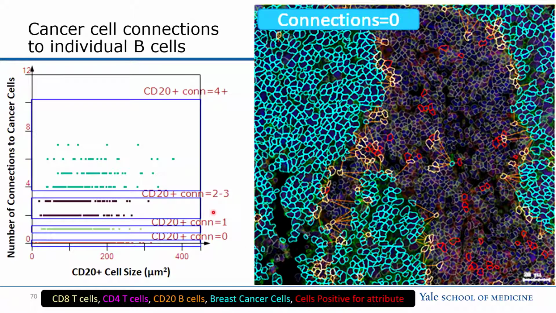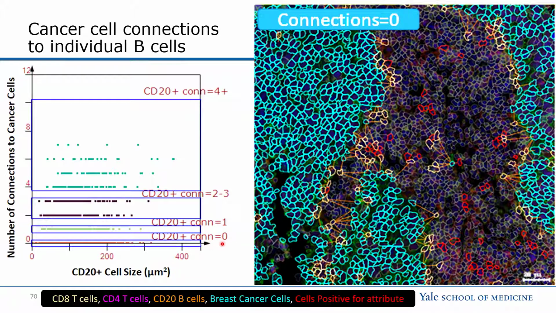To help visualize that, we again use a scatter plot, dot plot, as well as an actual image. On the left-hand side, we show a scatter plot where each dot represents an individual cell. On the x-axis is the immune cell, in this case CD20, and on the y-axis is the number of connections to cancer cells. Because we realized from our first analysis that we had very few cells in this region, we split these cells into 4 groups to be specific.